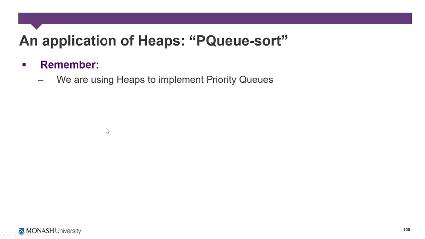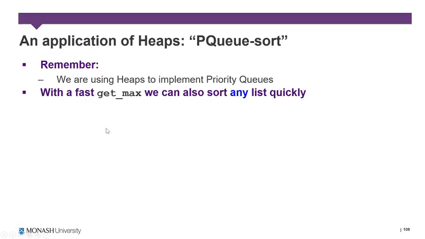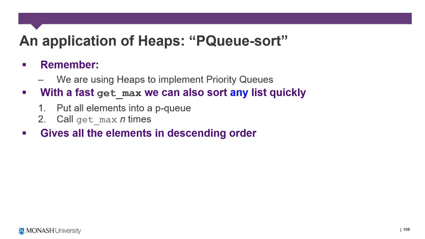Now that we've covered the main operations based on our array implementation of add and get max, we're going to look at some ways that we can sort. The first one we're going to look at is a priority queue sort. Remember, we're using heaps to implement priority queues. With our fast get max, we can also sort any list quickly. We're going to put all the elements into a priority queue, then call get max n times, and that gives us all the elements in descending order.